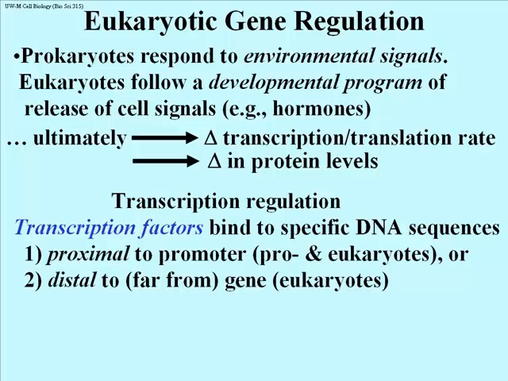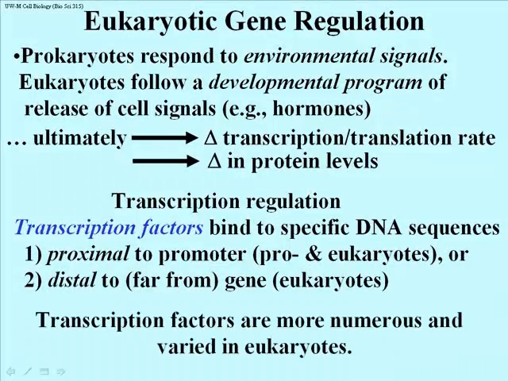that results in the regulation of those genes. We recognize spatially two kinds of DNA sequences that recognize these transcription factors. There are promoter proximal ones, meaning DNA sequences not too far from the promoter, the region where RNA polymerases are going to attach to begin transcription. And then there are those that are distal, meaning some distance away from the promoter. And as you'll see, that distance can be quite considerable. And we'll see why that might be of some use in regulating eukaryotic genes. Transcription factors are more numerous and more varied in eukaryotes than they are in bacteria.